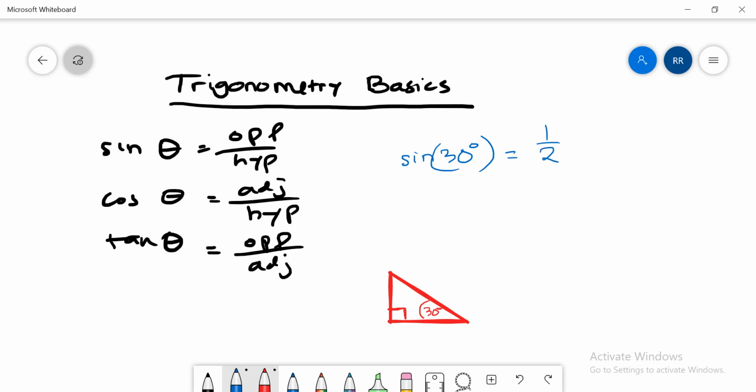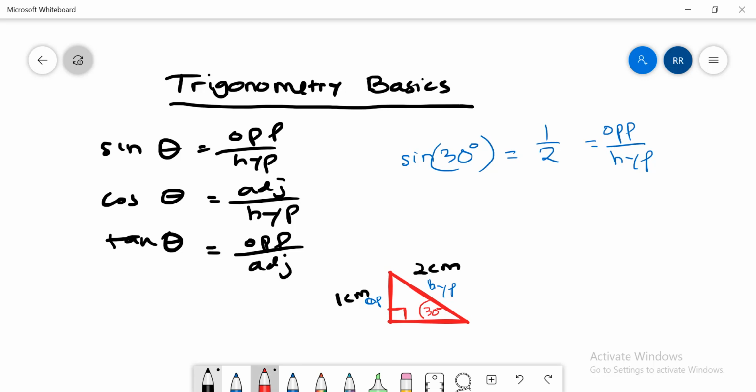So what does this number mean? It means that the ratio of the opposite and the hypotenuse of a right angle triangle will be 1/2. So in this right angle triangle, the opposite side is this one, and the hypotenuse is this one, right? So let's say I know that the opposite is 1 centimeter. Because this is 30°, the ratio of this opposite and the hypotenuse is 1/2, right? So if this is 1, then this will be 2.